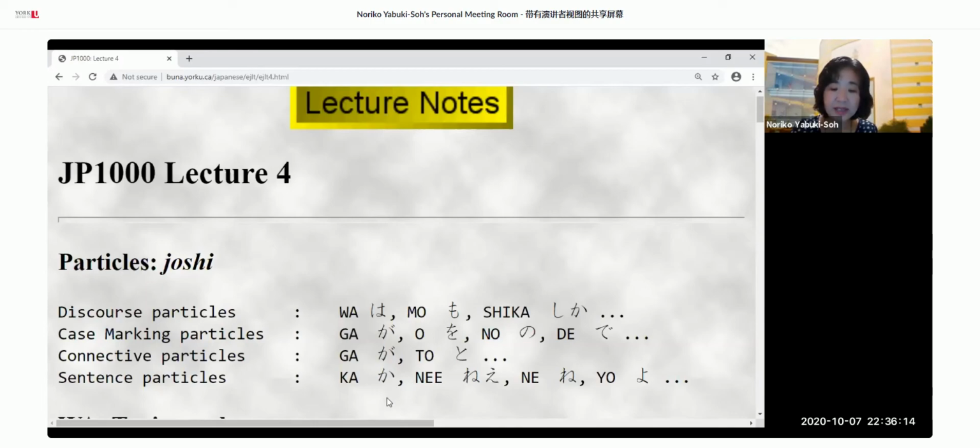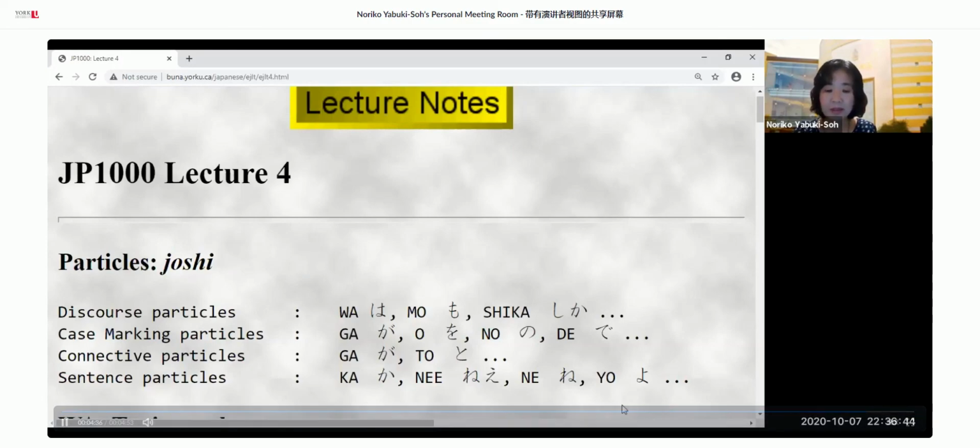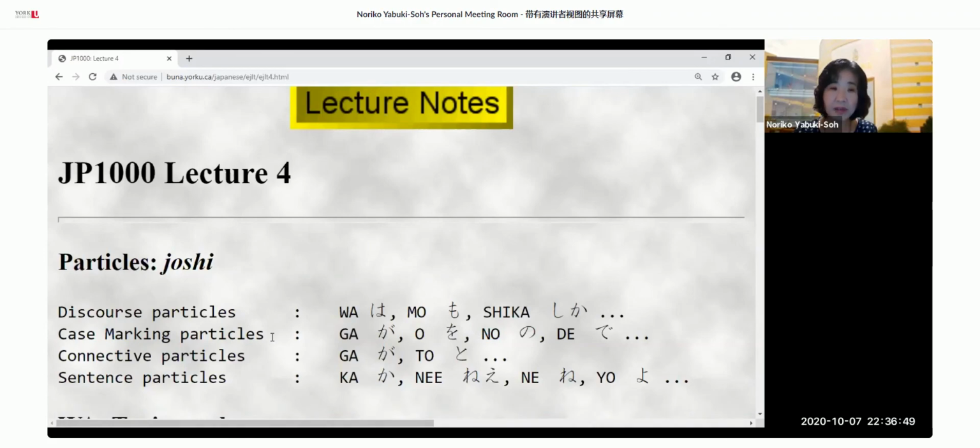The last one is sentence particles that appear at the end of the sentence and add speaker's feelings or different aspects to the statement, such as the question marker ka, agreement seeking ne, ne for confirmation, and yo for assertion, which was covered in lecture 3. So, in the following segments, we will look at some of the particles that belong to the first 3 types of particles.